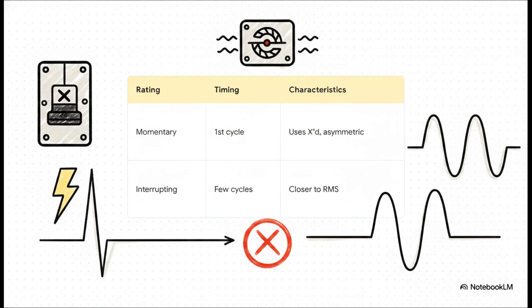Second, you have the interrupting rating. This applies a few cycles later when the breaker contacts actually pull apart. By then, the DC offset has partially decayed, and we're looking at a value much closer to the symmetrical RMS current. Honestly, confusing these two ratings is a fatal error in substation design.